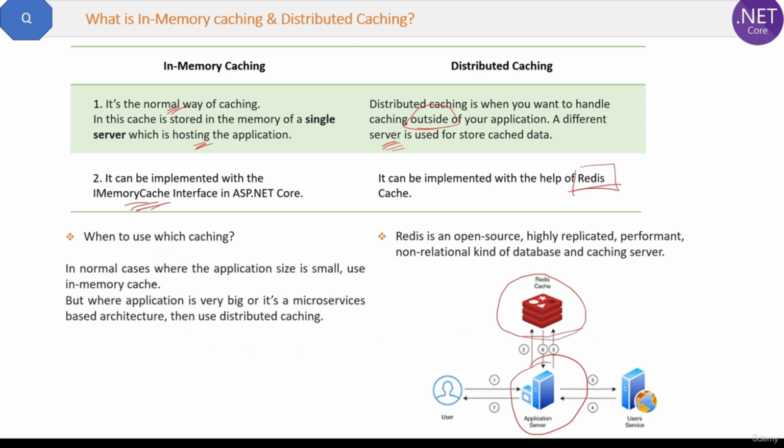Now the last question is when to use which caching. In normal cases where the application size is small, use in-memory cache, the normal way of caching. But where the application size is very big or it's a microservices-based architecture, there you can use distributed caching to improve the performance. Okay?